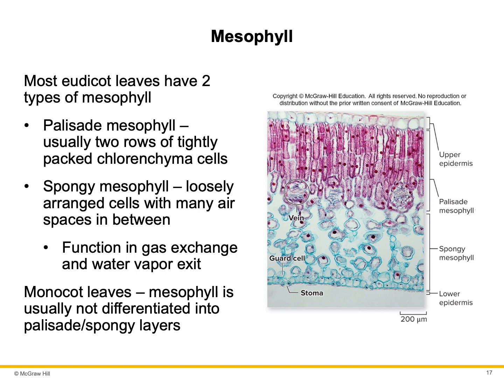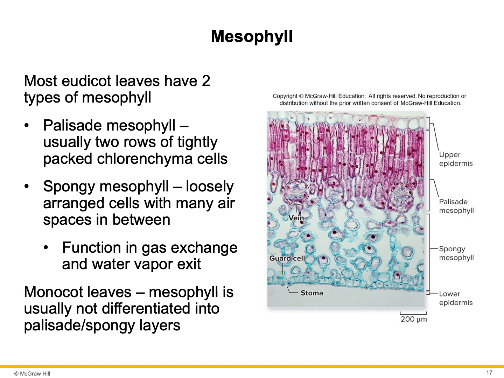you can find these loosely arranged spongy mesophyll cells. They contain many air spaces, interconnected intercellular spaces along with the stomata. This layer functions in gas exchange and the passage of water vapor from the leaf.